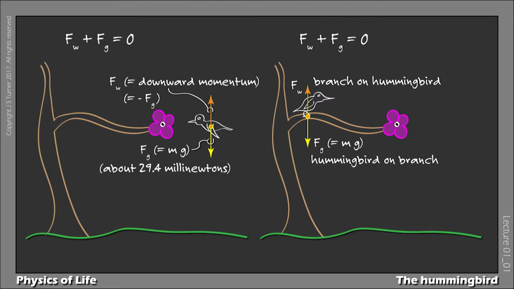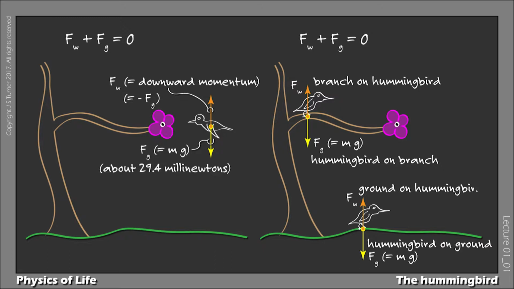Here's another scenario. Imagine now the hummingbird is sitting on the ground. Again, the hummingbird stays in place because it is held there by a balance of forces. The hummingbird's weight pushes down on the ground with a force equal in magnitude but opposite in direction to the force exerted on the hummingbird by the ground. Clearly, the two states, the hummingbird sitting on the branch and the hummingbird sitting on the ground, are not the same. The hummingbird sitting in the tree is higher off the ground by height h than the hummingbird sitting on the ground, where h is 0.